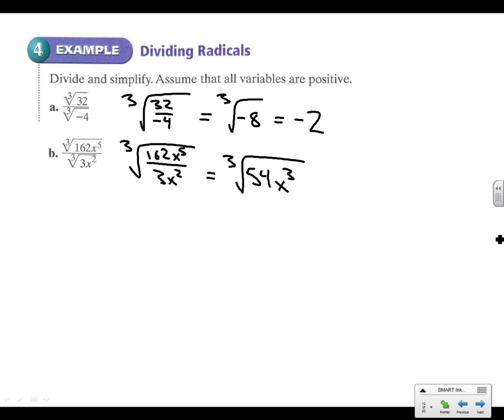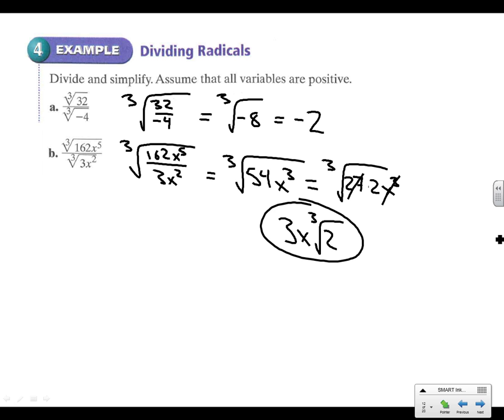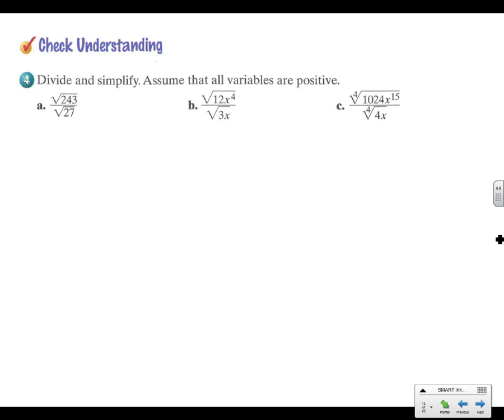So one extra step in this one, we need to see if we can find the perfect cube. 54 is 27 times 2, and x cubed is a multiple of 3. 27 gets to come out. X gets to come out. We're left with the cube root of 2. And that would be your simplified, divided answer. Try Understanding Checks A, B, and C.